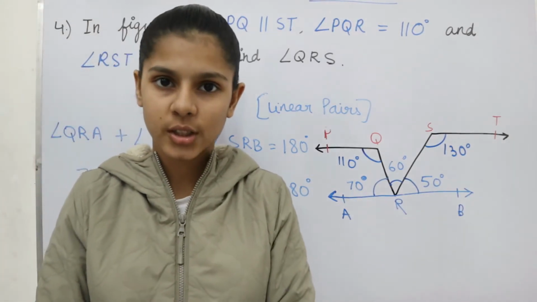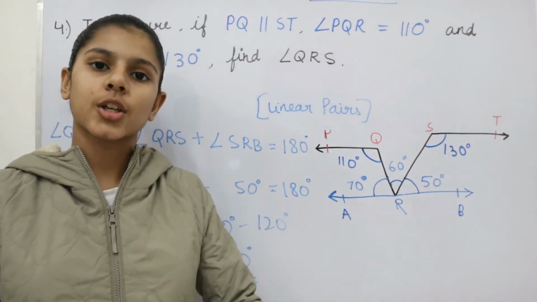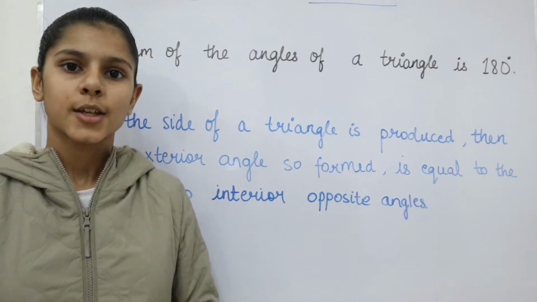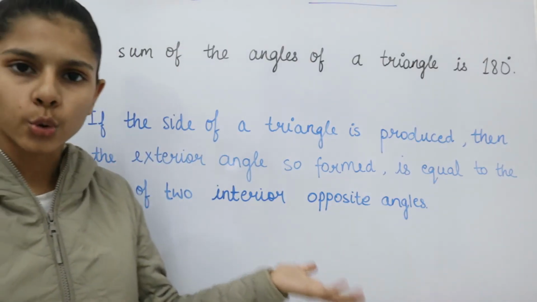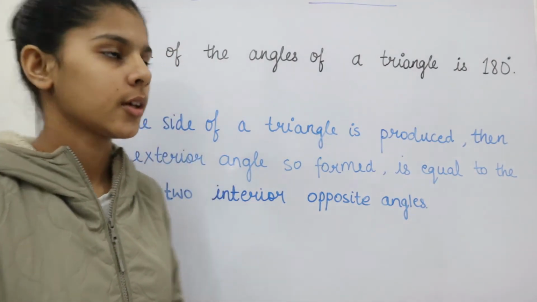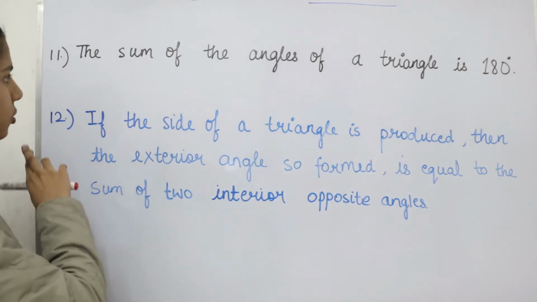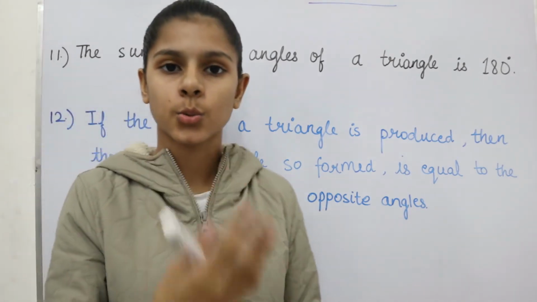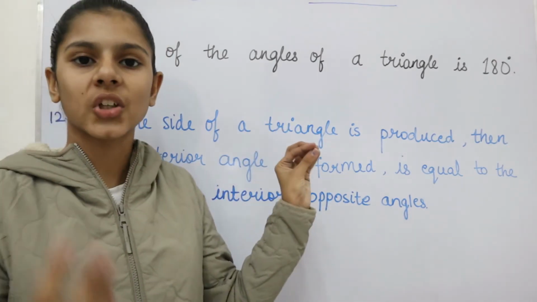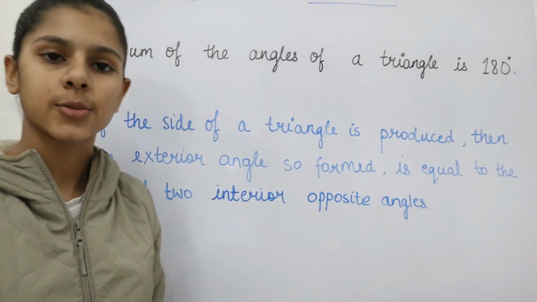I hope you have understood these questions. Now there are two more rules left in this chapter. We will discuss those two properties or rules, and then we will do some questions. The 11th theorem says the sum of the angles of a triangle is 180 degree. We all are aware that if a triangle is there, the sum of all three angles of the triangle is always 180 degree. This is the angle sum property of a triangle.